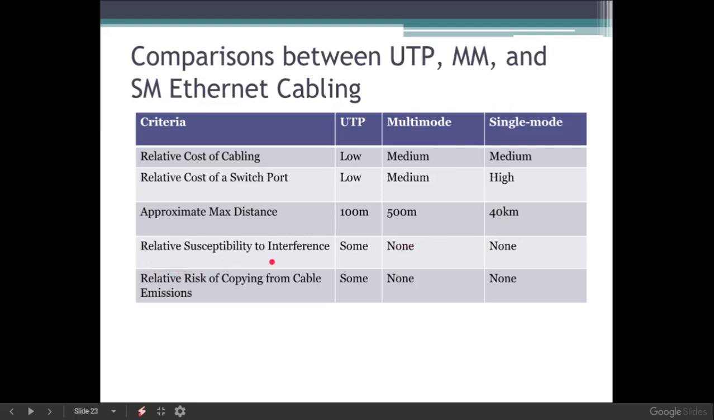Relative susceptibility to interference. Twisted pair, you'll have some, right? You can have crosstalk, radio frequency interference, and electromagnetic interference. Fiber, whether multimode or single mode, has no interference.